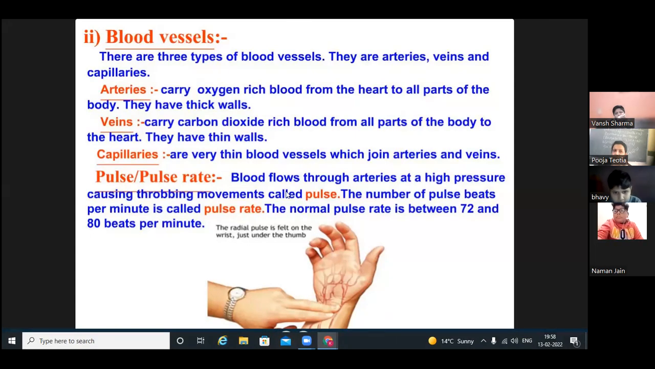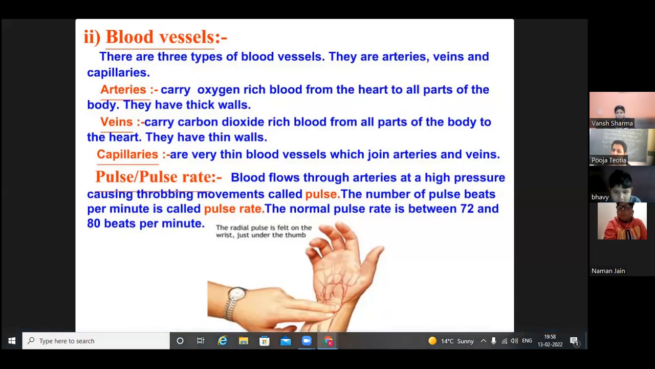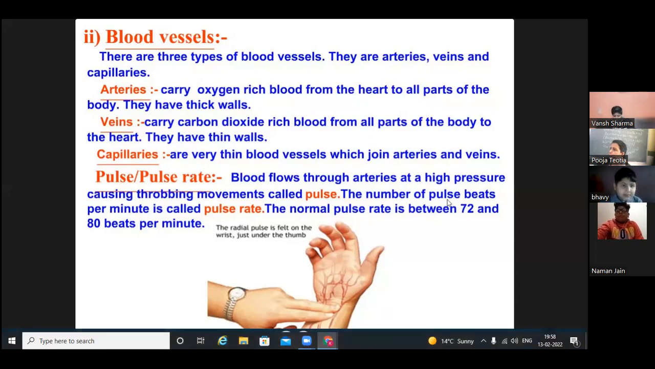Afterwards, pulse and pulse rate. Now, we have read that blood flows in our body through the arteries, capillaries and veins. But can we feel that blood flowing in our body? Yes, that blood is felt by the pulse. Children, blood flows through the arteries at a high pressure and that movement can be felt, which is known as the pulse.